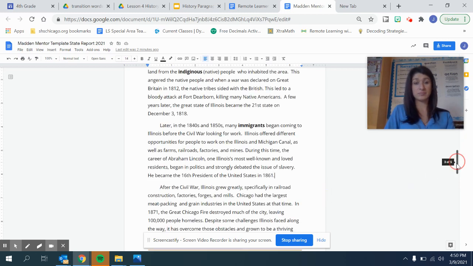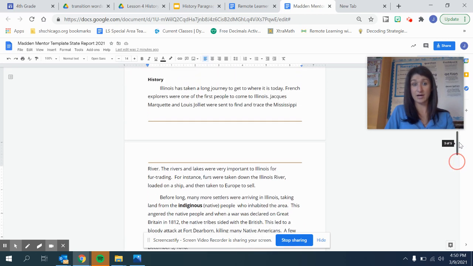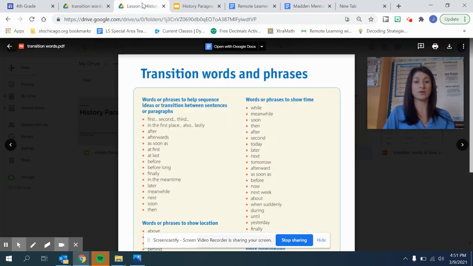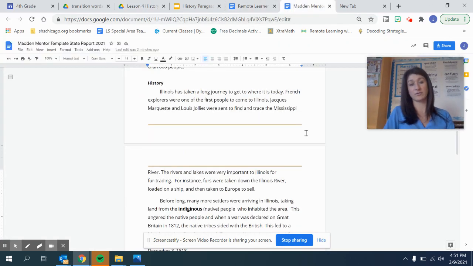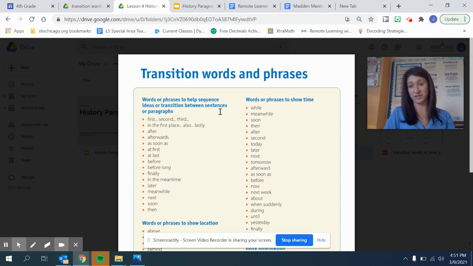So again, please feel free to come back and take a look at this history paragraph. What we'd like to see you try is using some of those transition words and phrases, and also making sure you are putting your information in sequential order. All right, writers. And just note that this organizer is linked on your fourth grade curriculum website.